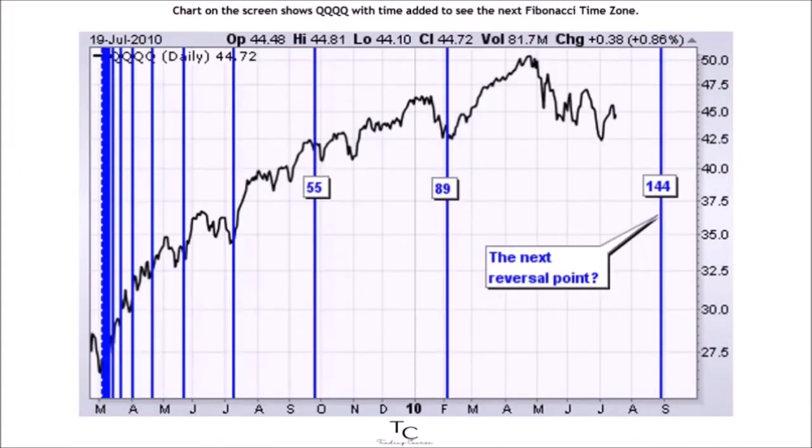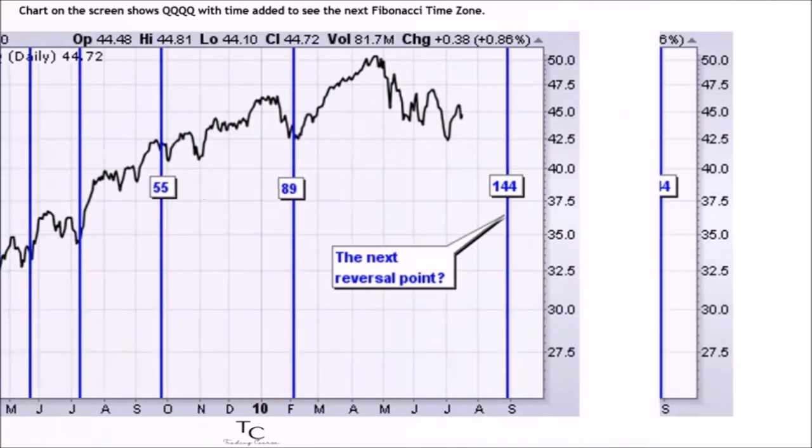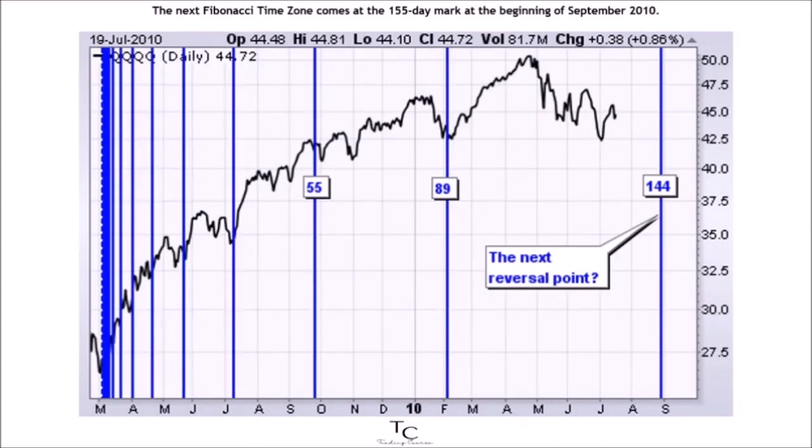The chart on the screen shows QQQQ with time added to see the next Fibonacci time zone. The next Fibonacci time zone comes at the 155-day mark at the beginning of September 2010. QQQQ has been trending lower since late April, and this zone could mark an important low.